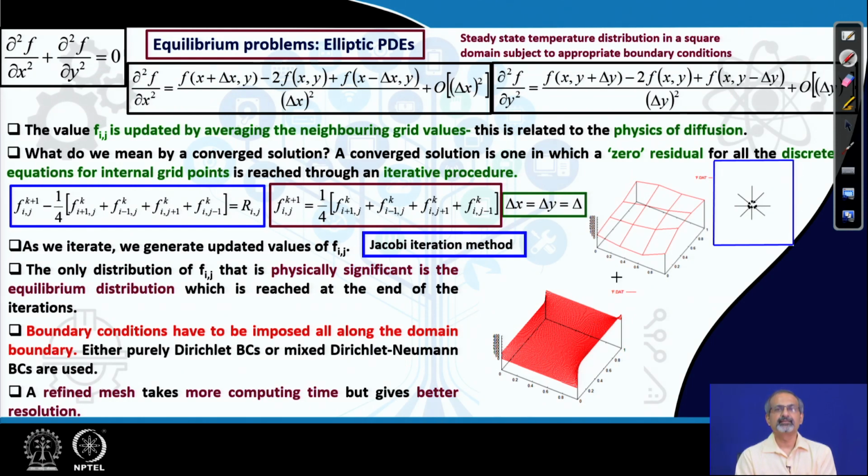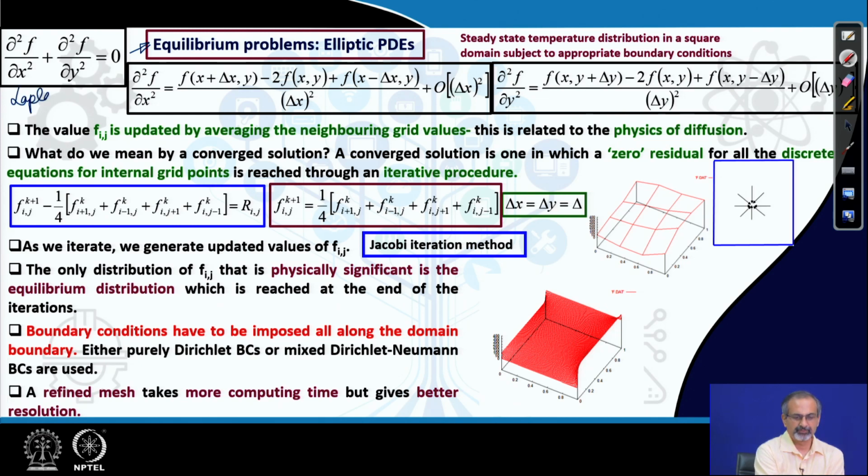Having learned the basics, let us try to apply them to some of our types of partial differential equations, which we have already been introduced to. We also learned how to classify a general second order partial differential equation in the previous lecture. So, let us try to look at those 3 different classes of partial differential equations. We begin by looking at equilibrium problems involving elliptic partial differential equations.